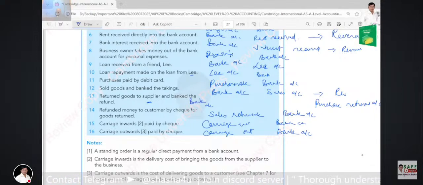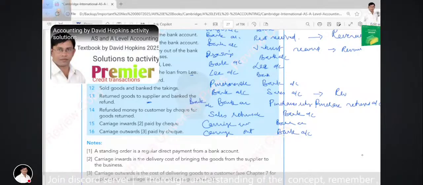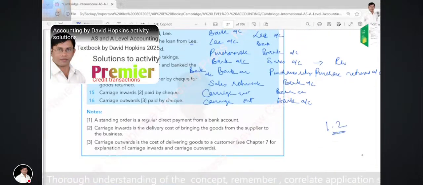So here it will be refunded goods to supplier and bank the refund. We have received the money, so bank account will be debited, and purchase returns will be paid. Purchase returns are opposite of purchases. Purchases are debit, right? So purchase returns are always paid. So this is how it is. This is activity 1.2. We'll continue in the next class.